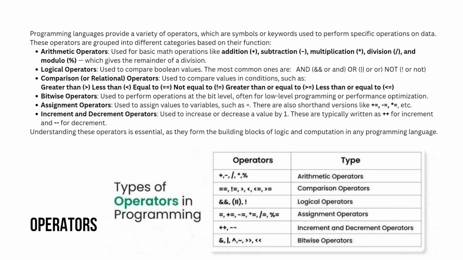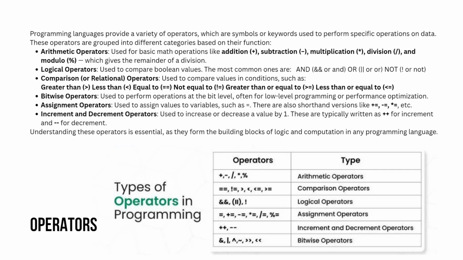Programming languages provide a variety of operators, which are symbols or keywords used to perform specific operations on data. These operators are grouped into different categories based on their function. Arithmetic operators, used for basic math operations like addition, subtraction, multiplication, division, and modulo, which gives the remainder of a division. Logical operators, used to compare Boolean values. The most common ones are AND, OR, NOT. Comparison or relational operators, used to compare values in conditions, such as greater than, less than, equal to, not equal to, greater than or equal to, less than or equal to.